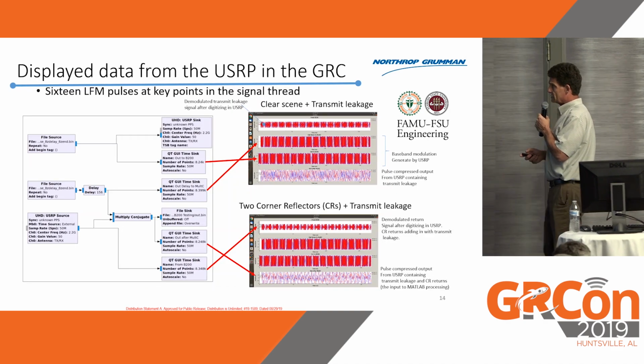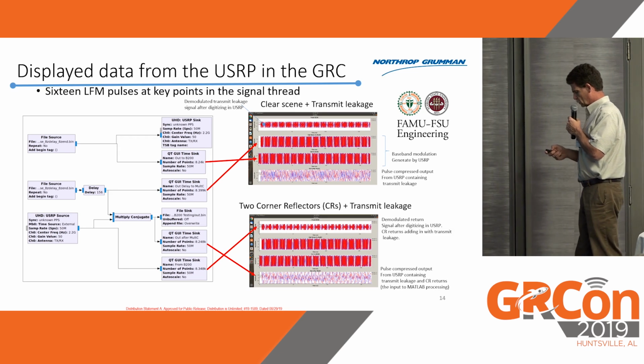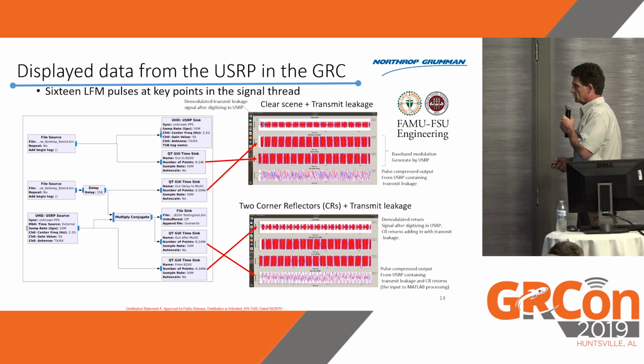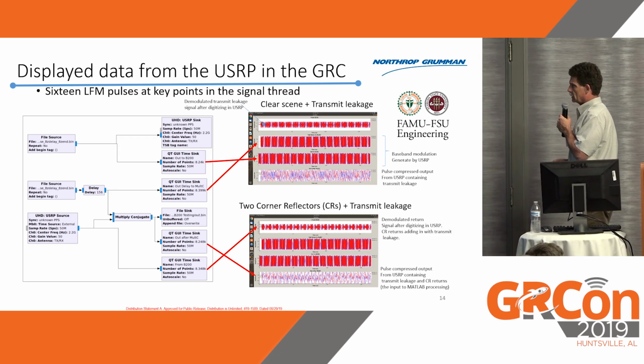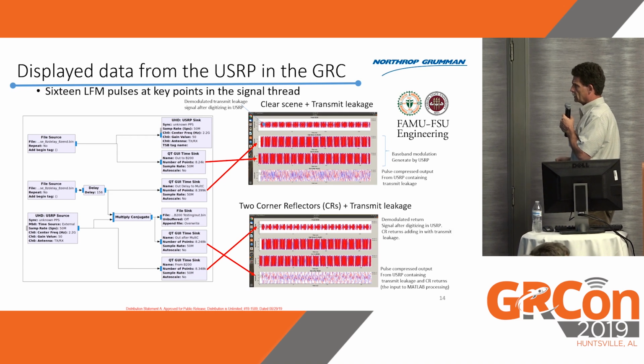So when we put that in the scene, here's the clear scene and a transmit leakage like I showed before. And then when we put in the corner reflectors, 2 corner reflectors and the transmit leakage, you see the transmit leakage now just over the 50 megahertz, this is before we compress it, has changed. That means we have returns that are coming back on top of each other.